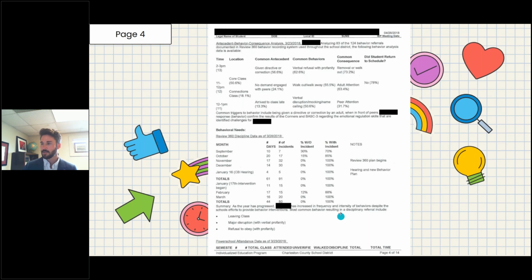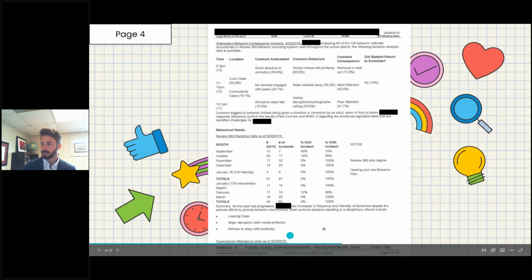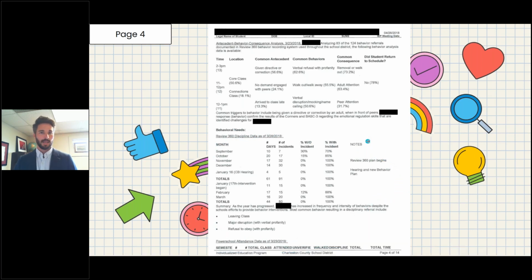So this is good information, not just to show us that the school is severely inadequate in treating this child's behavioral issues, but going forward, we now have a good baseline, which is that this kid gets referred a lot. Whatever's been happening in school is, I don't know, man, not working.